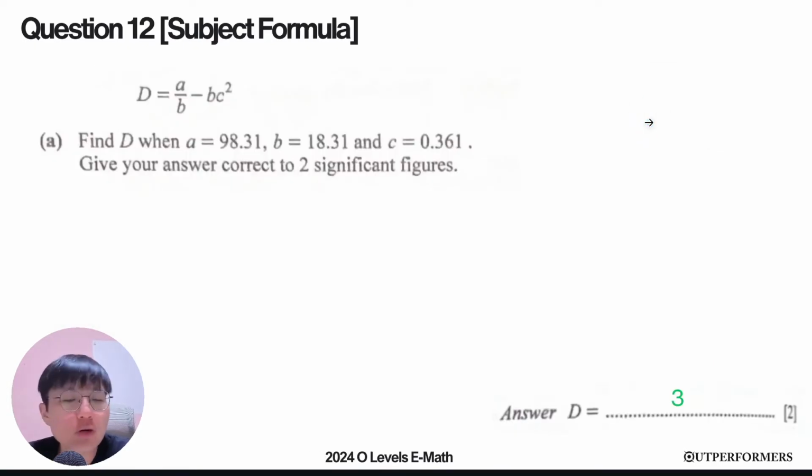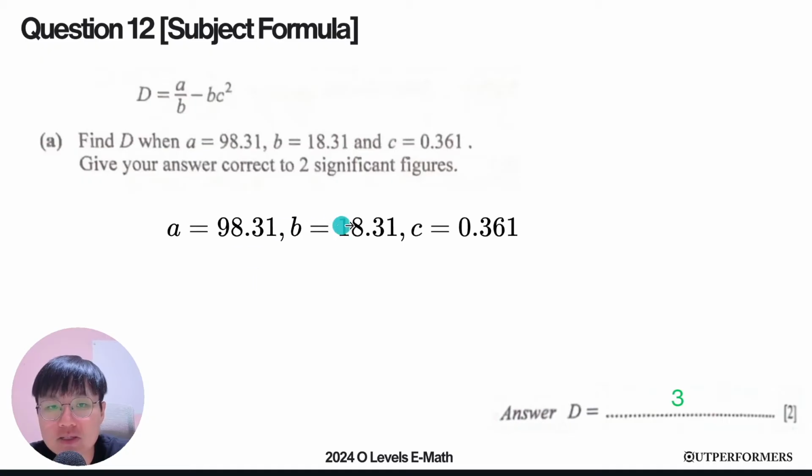Next up, for question 12, we have the making the subject formula, right? But the very first part, part A, just requires us to sub in the required value. So here we have A, B, and C. Okay, so we can just put in the values over here.